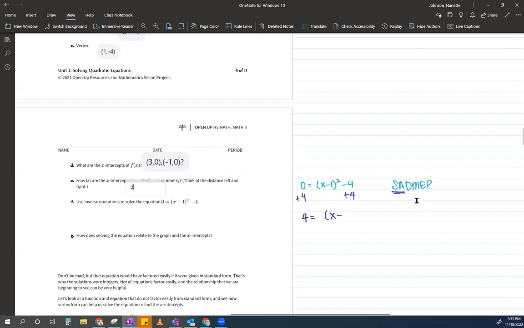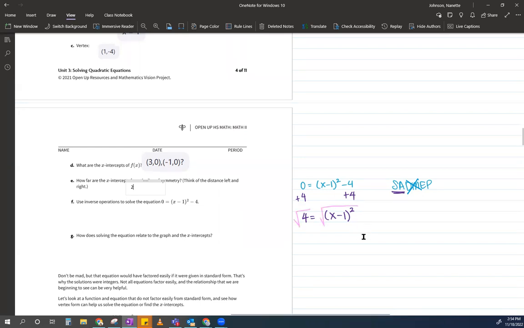Then I'd say, do you have any division or multiplication? No, there's no division or multiplication. Do you have an exponent? And everyone says, yes, I have an exponent, Ms. Johnson. It's right there. Good. How do we get rid of that exponent? Anybody remember? Someone said, Ms. Johnson, we square root it. Very good.